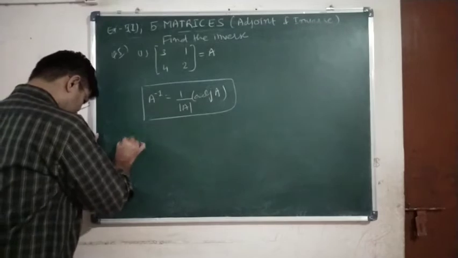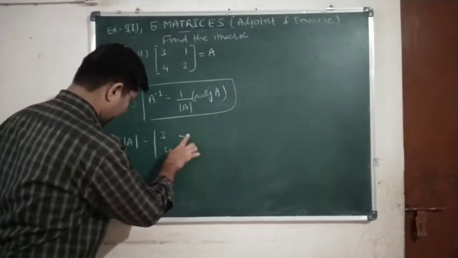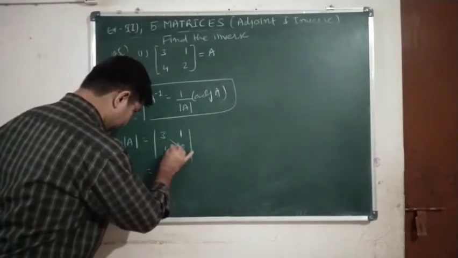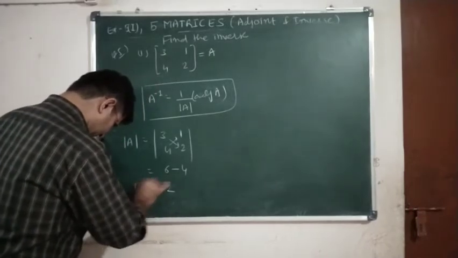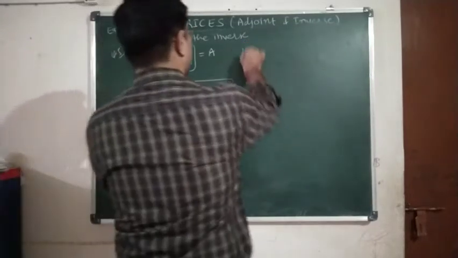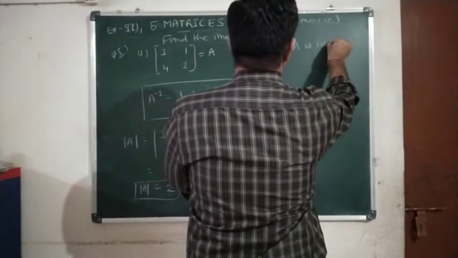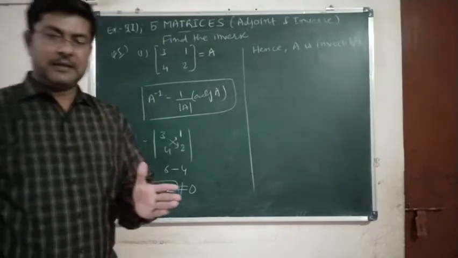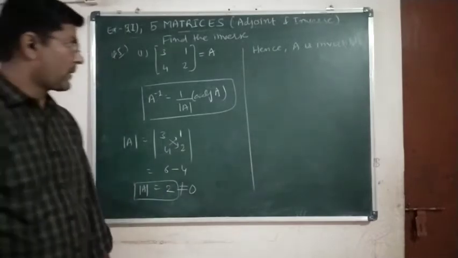Let us find out. Determinant of A is equal to 3, 2, 4, 3, 1, 4, 2, which is 3 2s are 6 minus 4 1s are 4, equal to 2. So we got the value of determinant of A to be 2, which is not equal to 0, and hence we will write down that A is invertible. We know that this is the condition of invertibility: a matrix A is invertible if it is not singular, that is its determinant is not equal to 0.